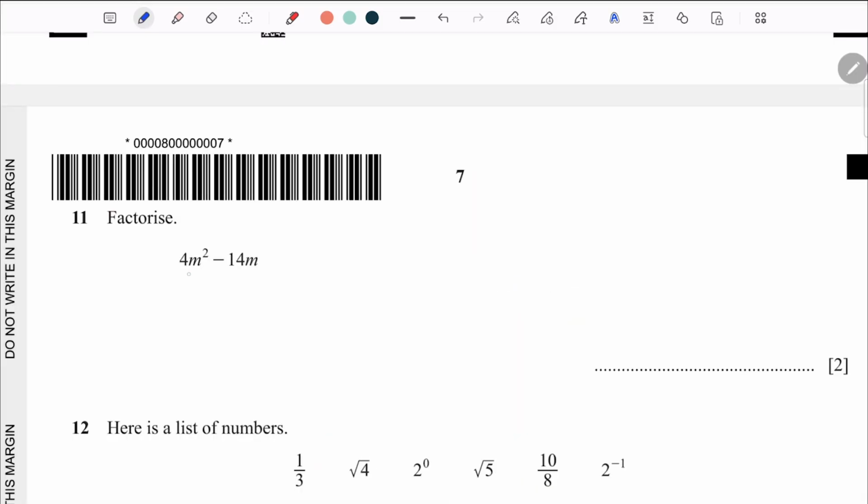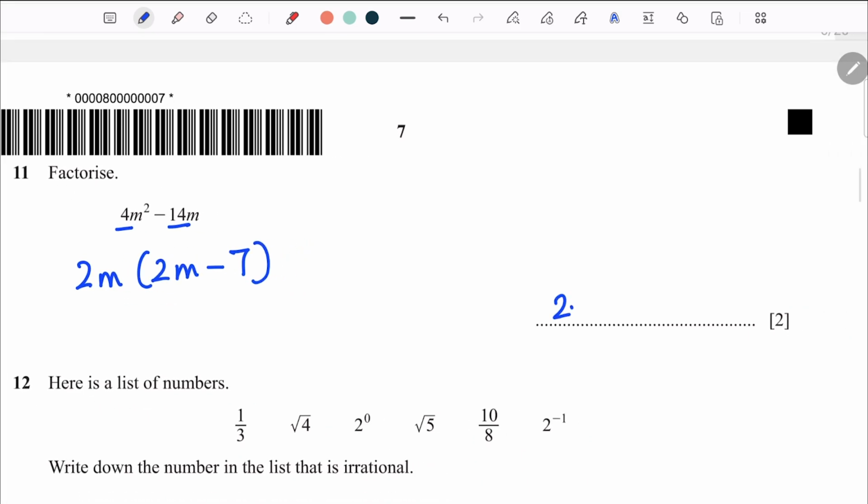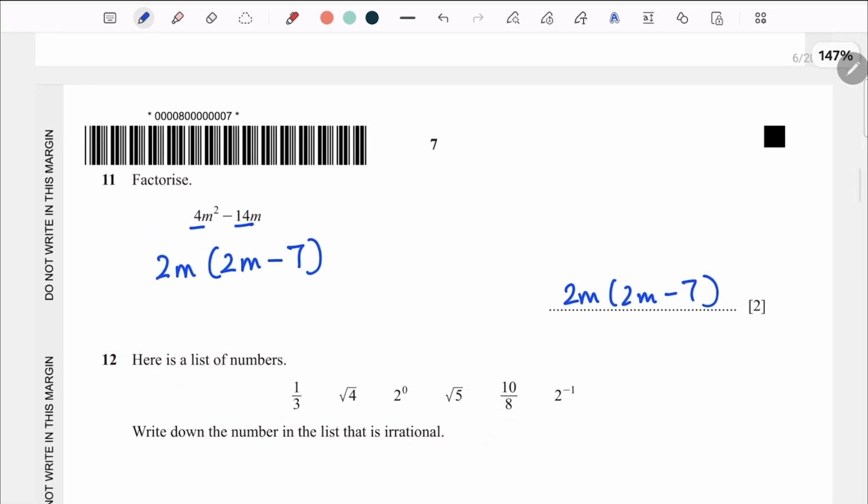Question 11, factorize 4m square minus 14m. Now 4 and 14, both of them are in the table of 2. So I'm going to take 2 outside the bracket, and because m is present in both, I'm going to take m common as well. What is left inside the bracket is 2m minus 7, because 2 7s are 14. So the final answer will be 2m bracket 2m minus 7. This will be my factorized form.